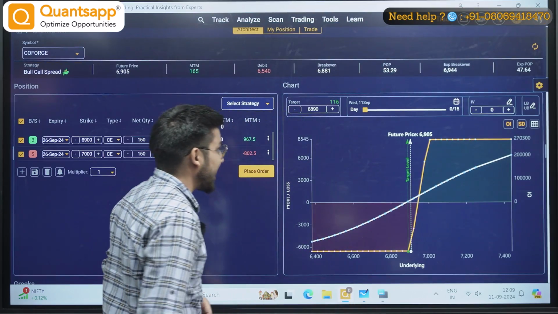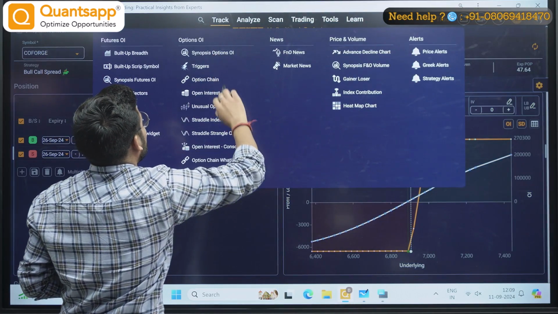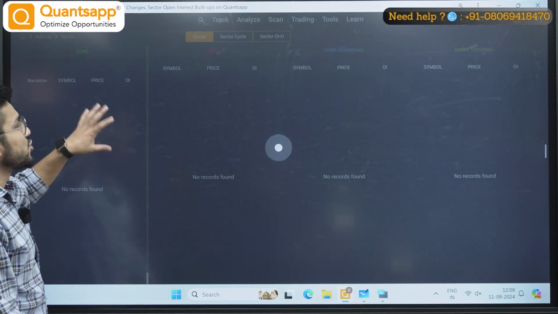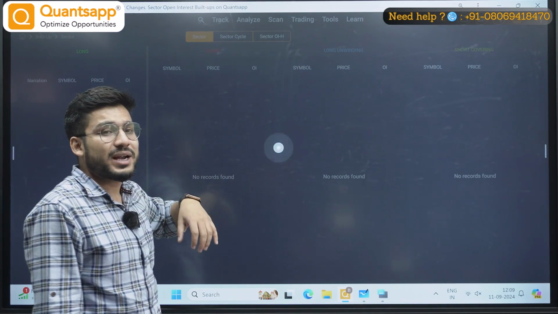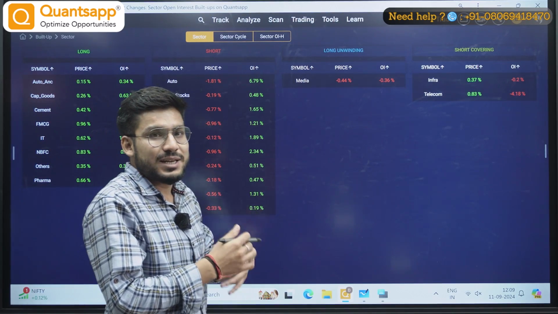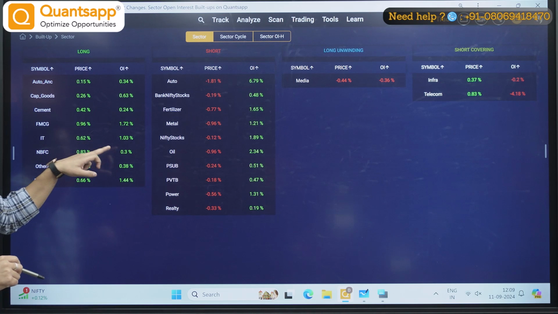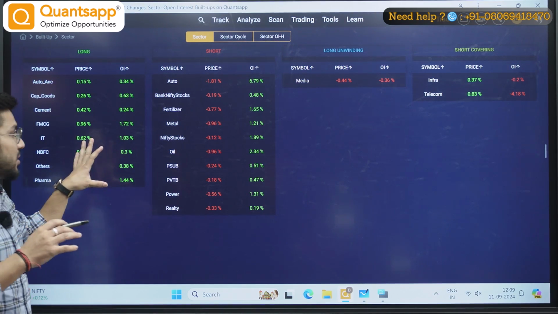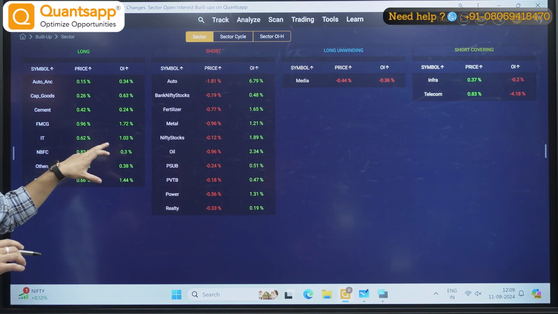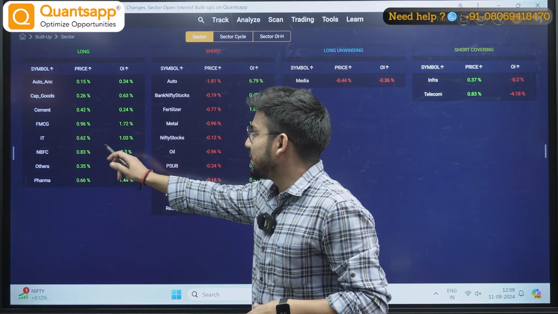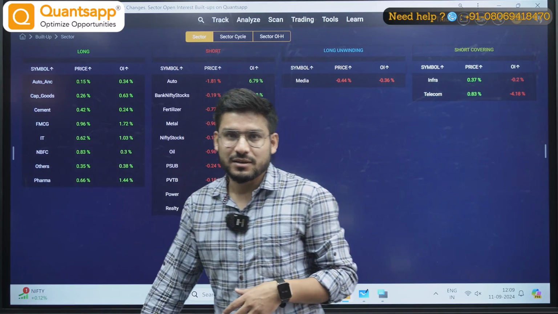You can choose a scanner. We have multiple scanners here. For example, in Track Option, you can go to the built up sectors here. You will get an overall idea of the market, like whether the market is in momentum or not. For example, I can see the IT sector is in good momentum. It is giving me a build up of long. So it means the market can see a rise, right? So what I can do is go with the IT sector.